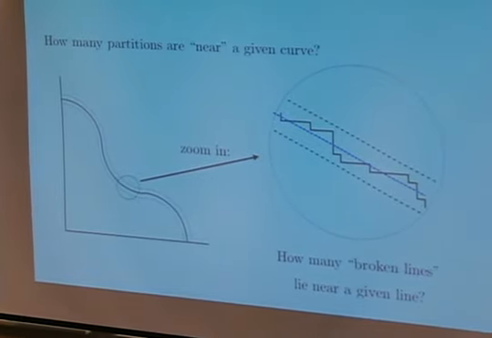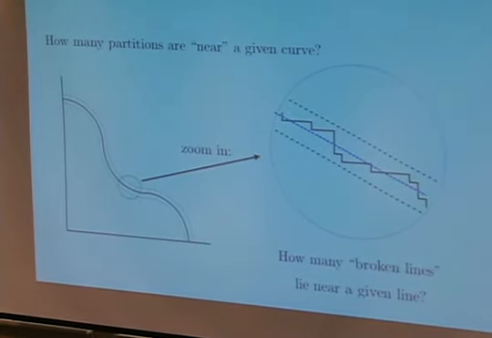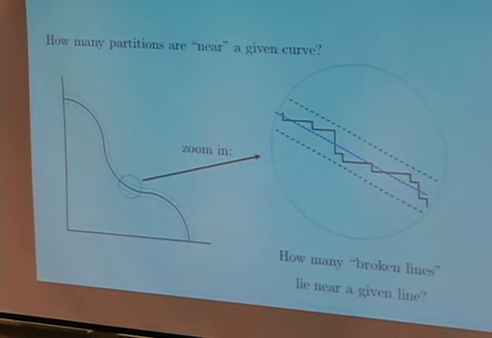Right? Well, my favorite, hill. How many partitions lie near that? Well, let's take a little neighborhood in blue there and count the number of partitions whose graphs lie in that neighborhood. Okay, so now if I take a little, put my finger on a point there and zoom in and look at what the partition looks like near a particular point on this curve.